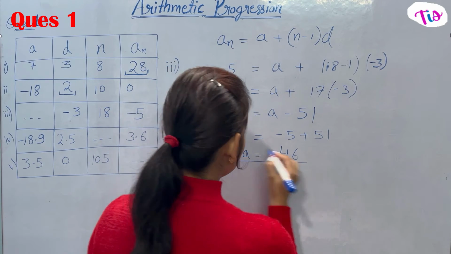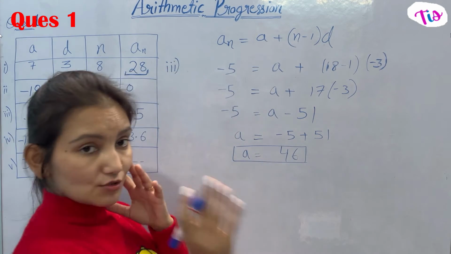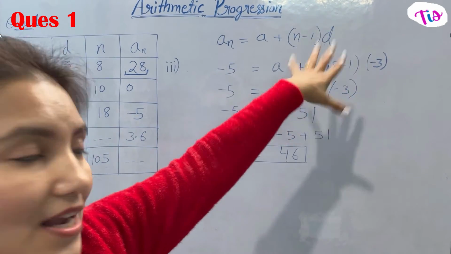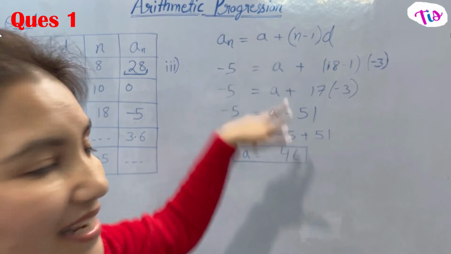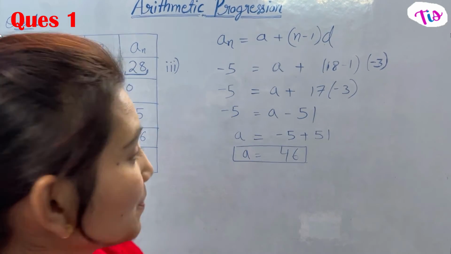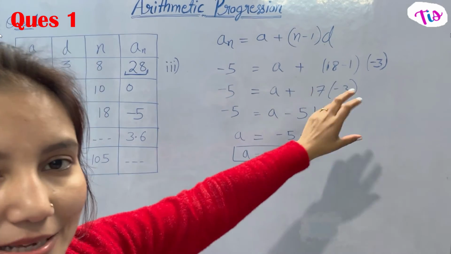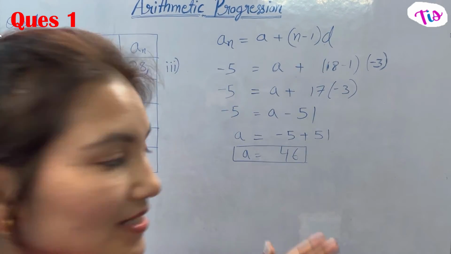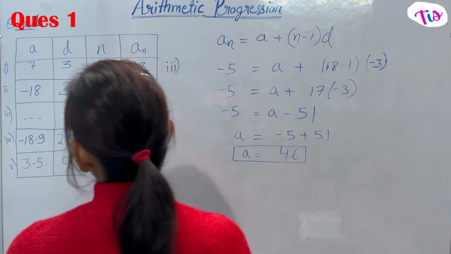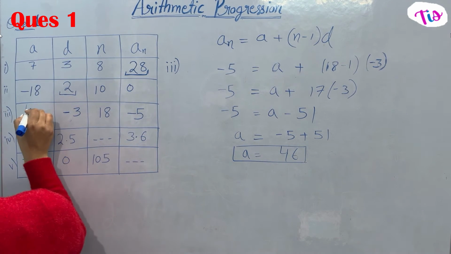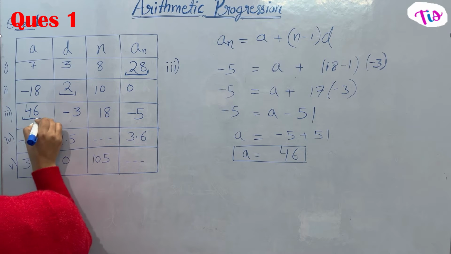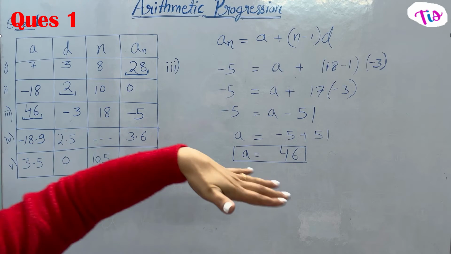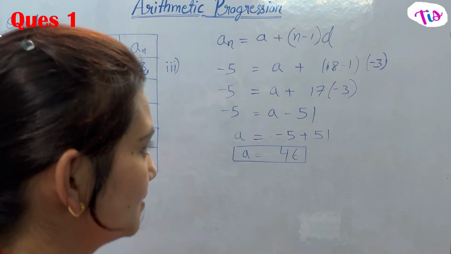Be careful with the signs, because I know students make a lot of mistakes with these signs. The process is right, they follow the right technique, the calculations are fine, but just because of this plus and minus confusion, the whole question gets wrong. So don't make this mistake. So A here is 46, and this is the value of A. So we have solved the first part, second part, third part. Let's now move to the fourth sub part.